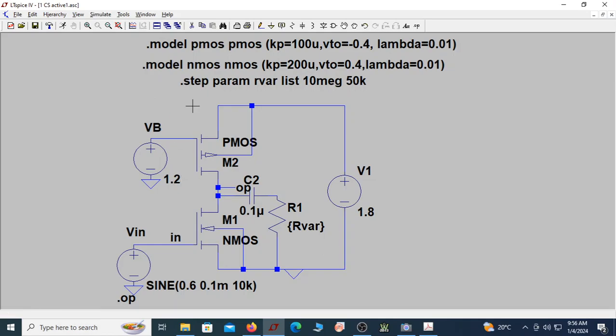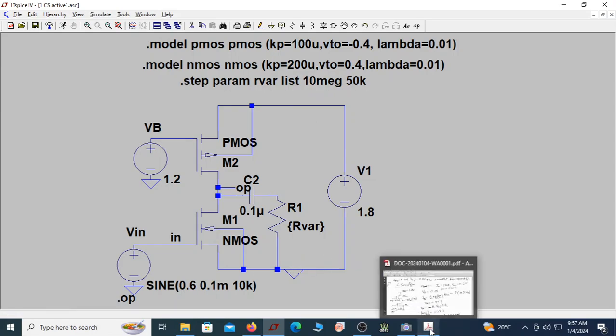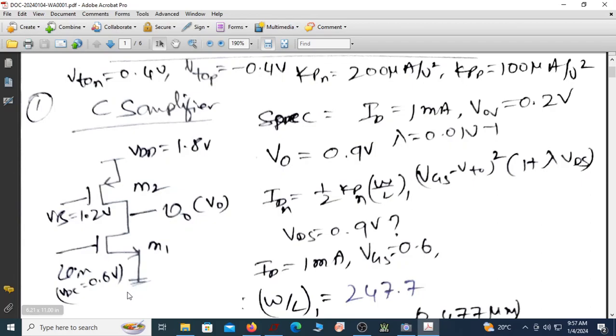The device specification that we are considering for this amplifier is that the NMOS will have these specifications, Kp, VTO and the lambda values, and similarly for the PMOS these are the values. And this is a statement to vary this resistance R1 having a value RVAR. We will discuss all these things when we take up the entire simulation process. So this is the circuit we are looking at. This is the input where you are applying, this is an NMOS transistor, this is a PMOS transistor.